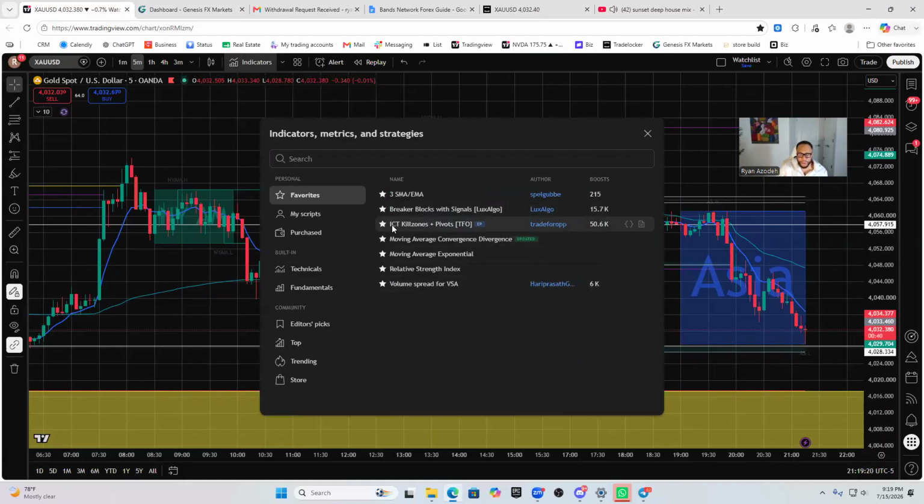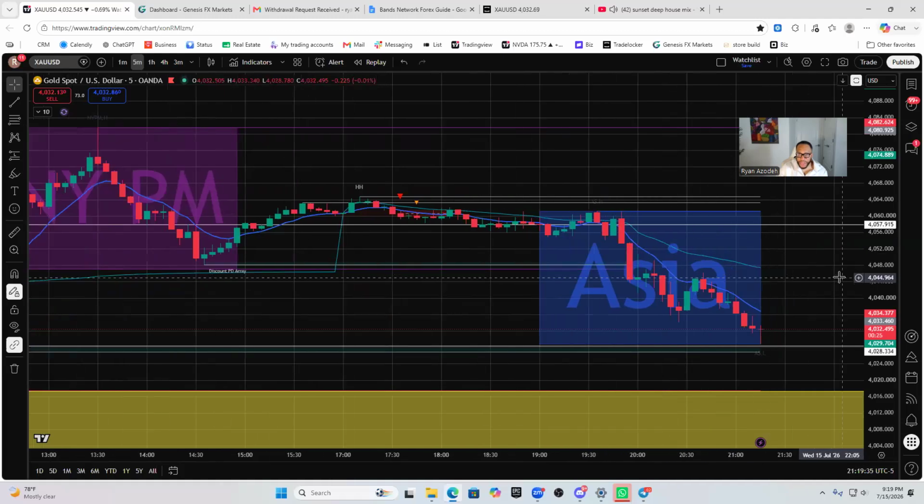This is probably the most important. ICT kill zones and the breaker blocks for signals is obviously pretty important. There's some gems that go on. I'll also be using the 9-moving average to stay in trades for a good amount of time. It's a good indicator, you see.